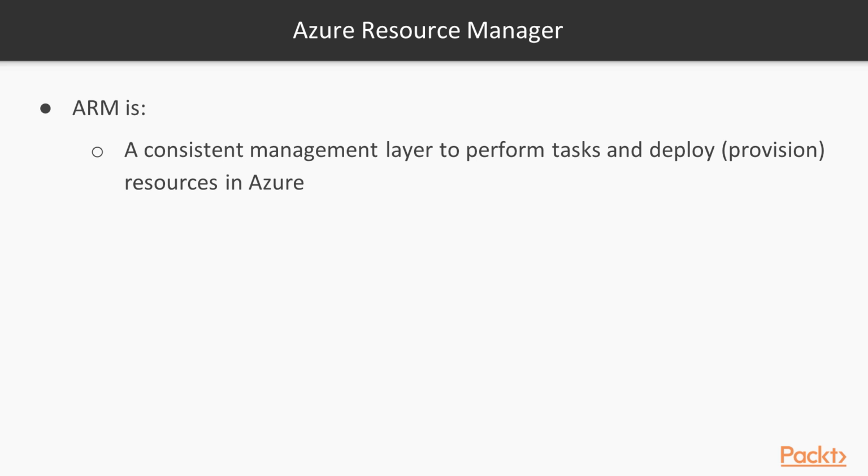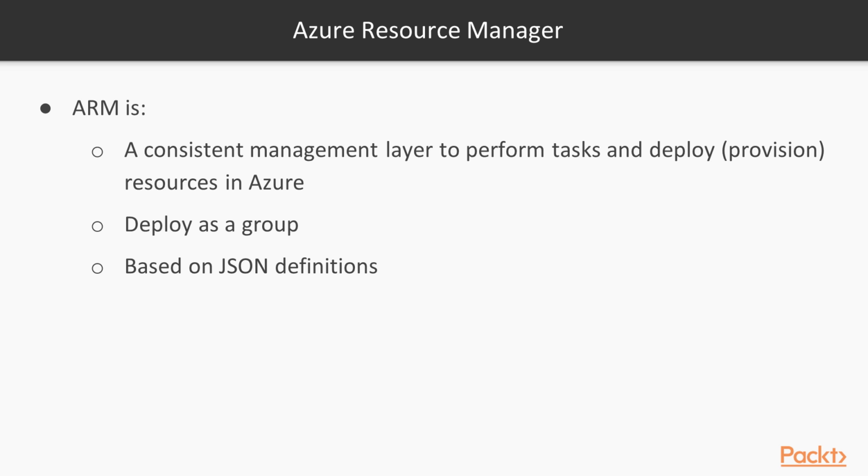What is Azure Resource Manager first? ARM is a consistent management layer to provision resources in Azure and perform different tasks. Essentially, we need to provision and deploy resources in Azure. We deploy them as a group, actually at the resource group level. This is very specific to ARM.